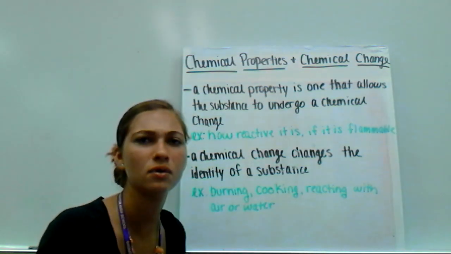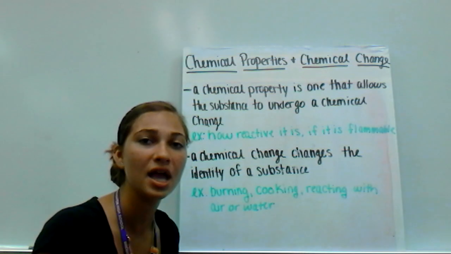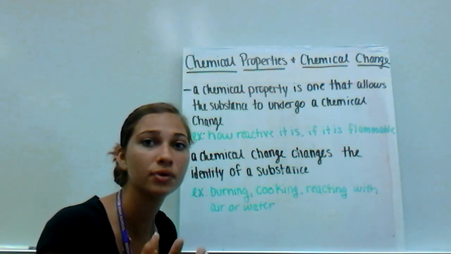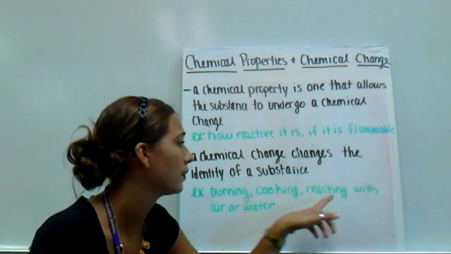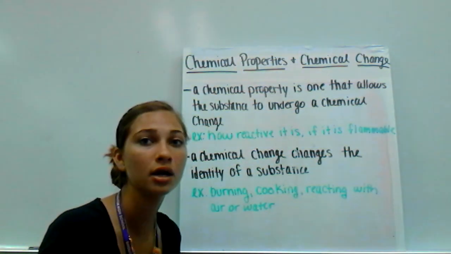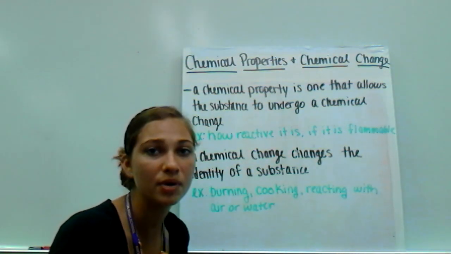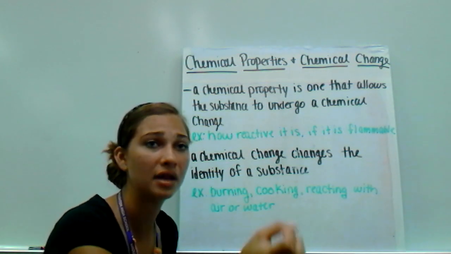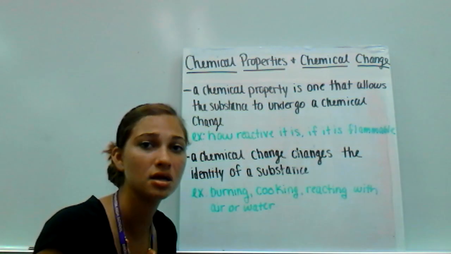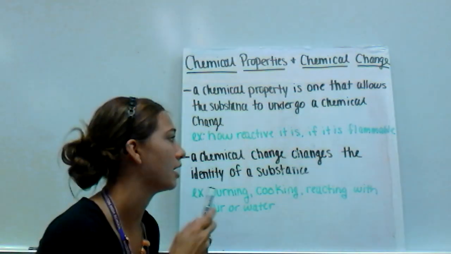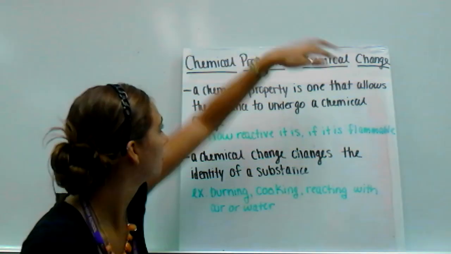So cooking, if thinking back to biology, if you cook something, it changes the proteins. So it's actually becoming something else, all right? And then reacting with air or water, when we think of iron, if we put it out in water and then allow that water to be in air, we form rust. So those are all examples of chemical changes.